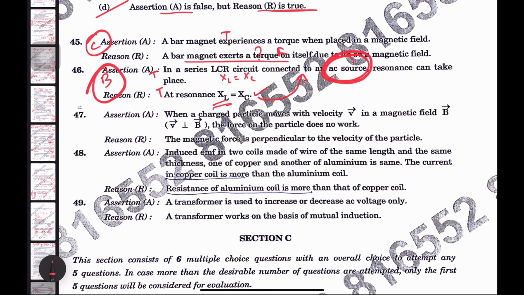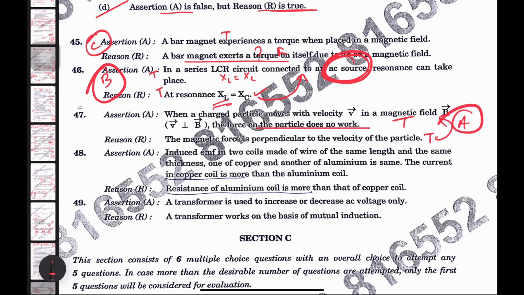Then when it comes to 47th, when a charged particle moves with velocity v in a magnetic field B, which are perpendicular, the force on the particle does no work. Definitely, there is no work done by the force. This is true. And the magnetic force is perpendicular to the velocity of the particle, because of this no work is done on the particle. Again true, and it is a correct explanation. So A is the answer.